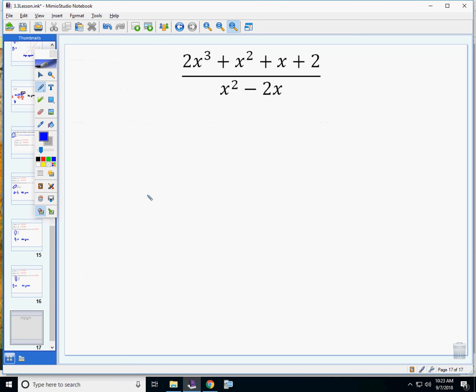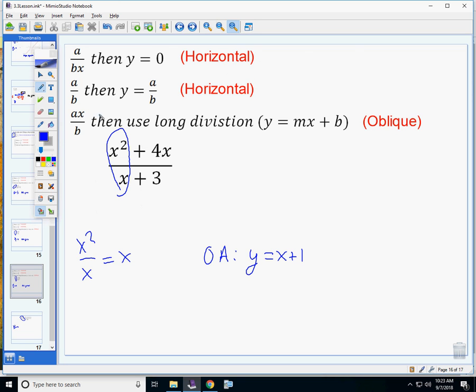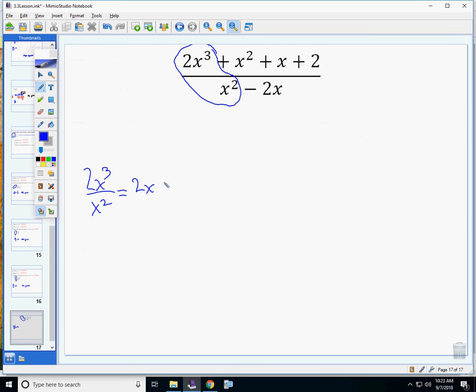Alright, so if you have this one, 2x cubed plus x squared plus x plus 2, and you divide that by x squared. So 2x cubed divided by x squared is 2x. Notice that we still have an x. So according to this last case, we still have an x. We've got to use long division to find the constant that goes with this.